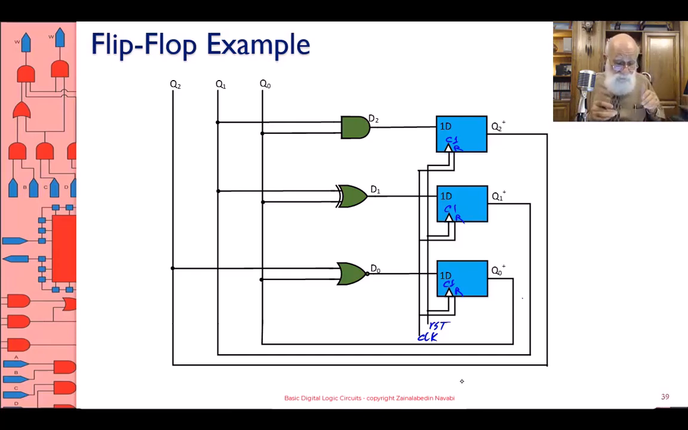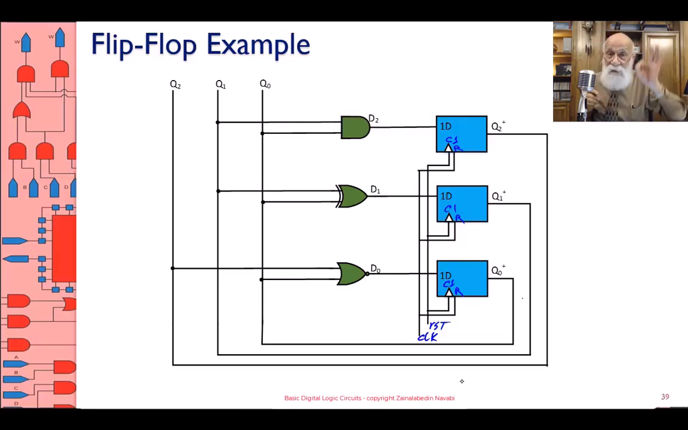What I want to do is add an enable to my circuit. I don't want it to count every time the clock ticks. I want to decide sometimes I want to count, sometimes I don't want to count. And these are the flip-flops that I have. So what do I do? I put an enable in the flip-flops.